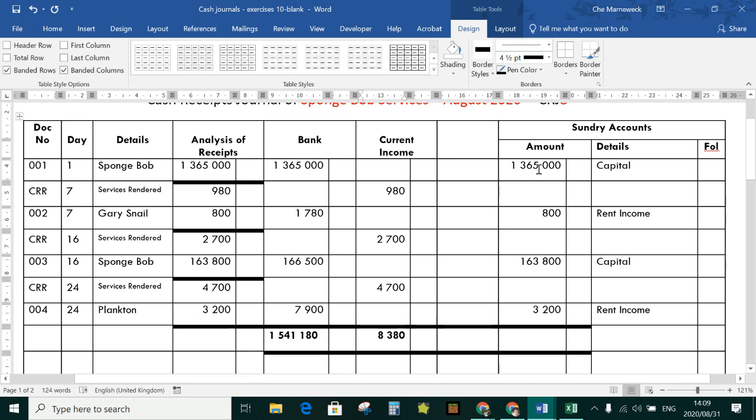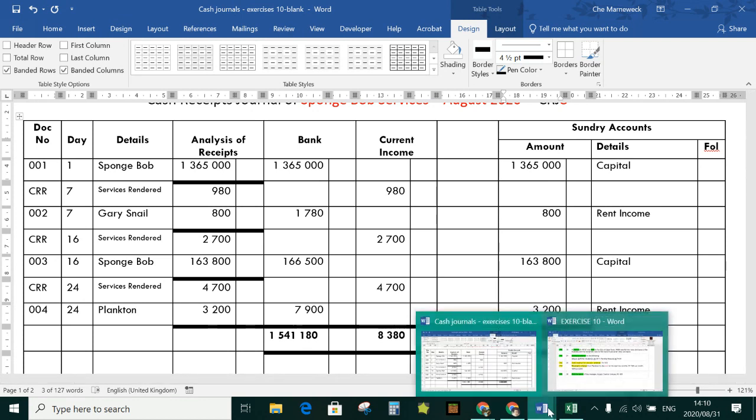Sundry: 1,365,000 plus 800 plus 163,800 plus 3,200 gives us an amount of 1,532,800. We want to check that our values are correct. The total of bank will equal the total of current income, 8,380, plus the total of sundry, 1,532,800, and we land up with 1,541,180. That is the CRJ completed for exercise 10.